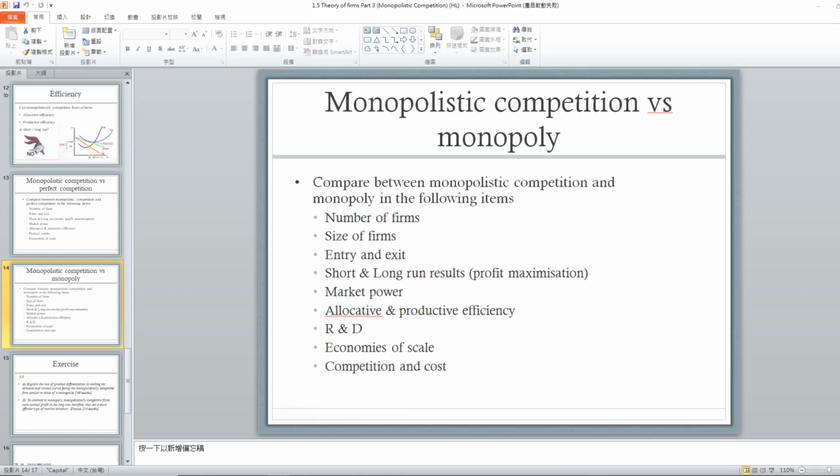And we talk about so many factors in that part. So that's good. What about Cheryl? Short and long run results.